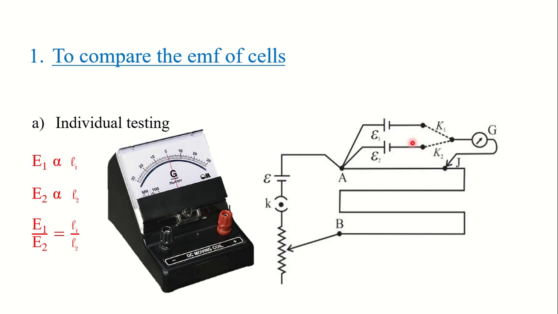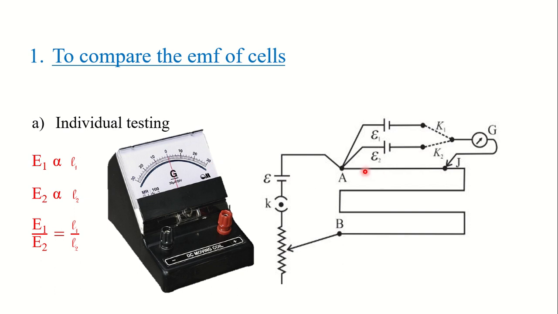And now again, key K1 is opened and K2 is closed. Now when K2 is closed, cell E1 is disconnected and now cell E2 is connected in the circuit. Then again you have to touch the jockey at A and touch at B, or you can say tap at A and tap at B. Find the deflection in the galvanometer. It should go to one side at A and to the opposite side at the point B.